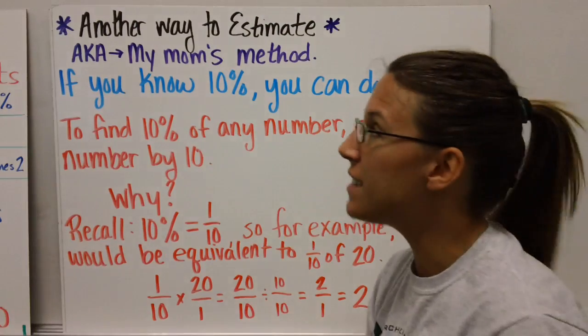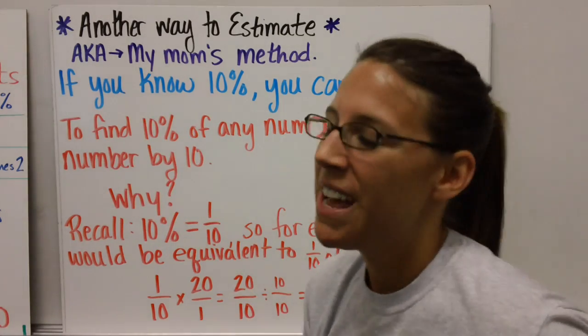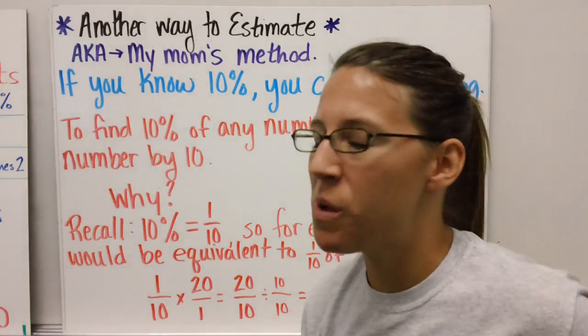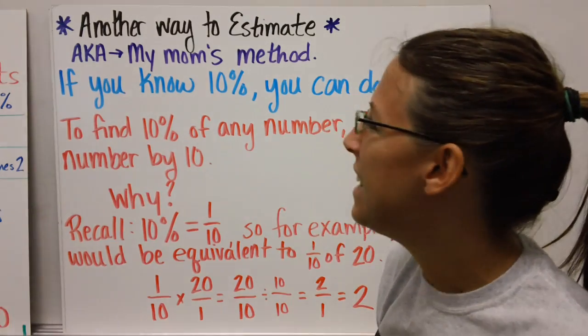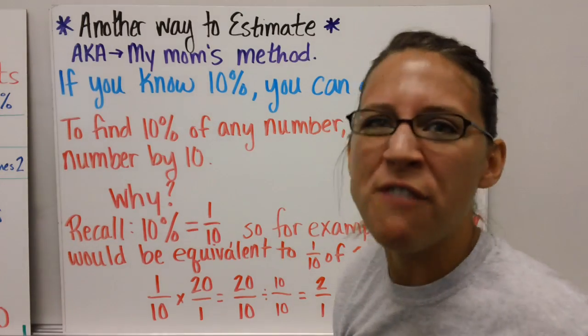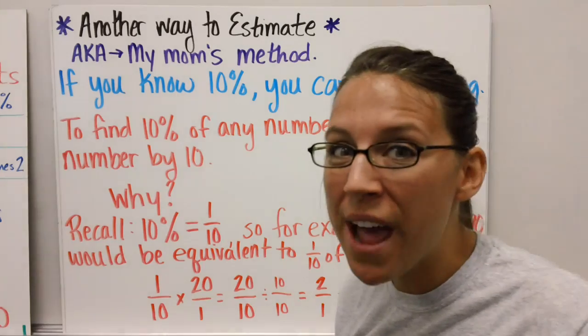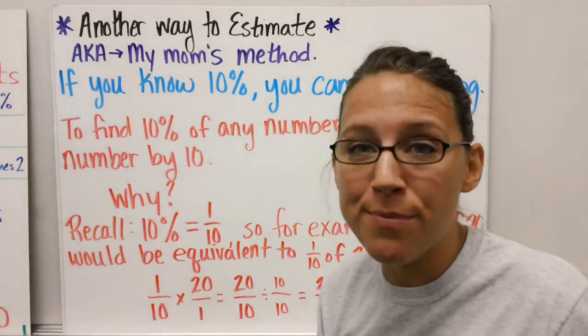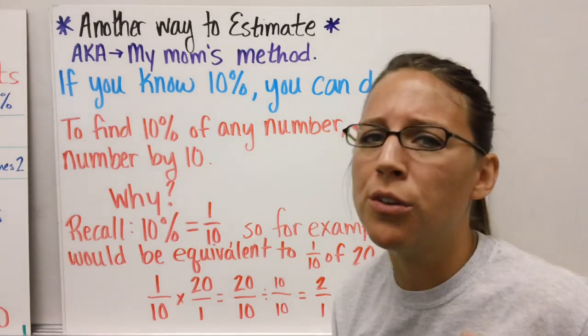So then we come across another way to estimate, also known as my mom's method. My mom, when we would go shopping, she would ask me, how much is it? And I would say, I don't know, and she'd say, well, go figure it out. And I was like, okay, you got it. So she taught me a way to figure out percent off of something that was much easier than typing in a calculator or working out this massive algorithm.